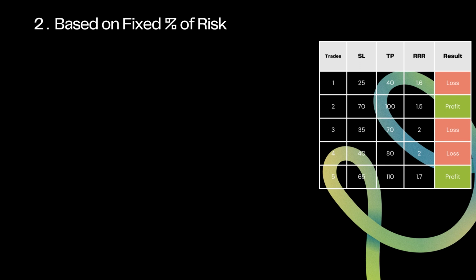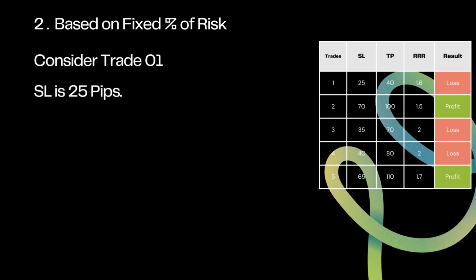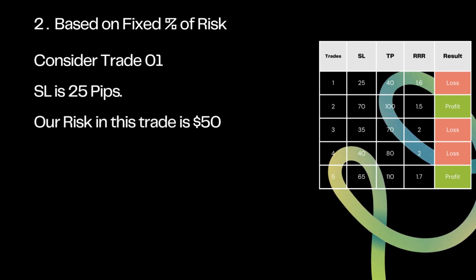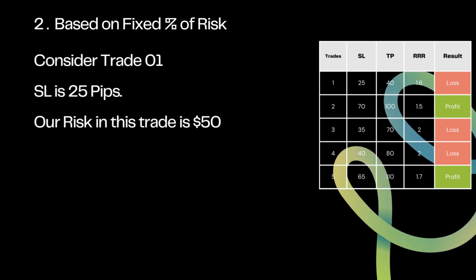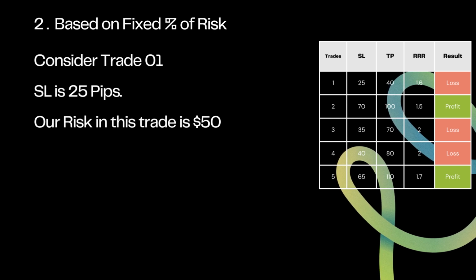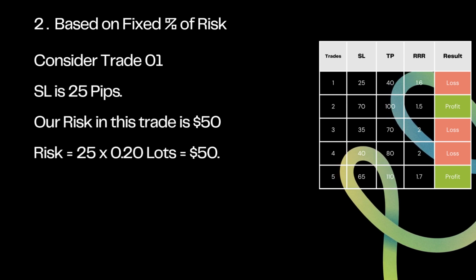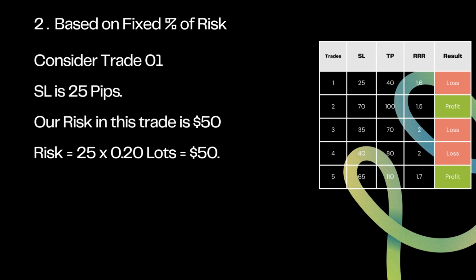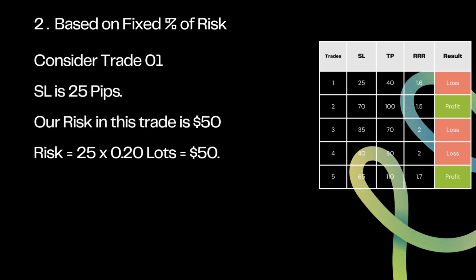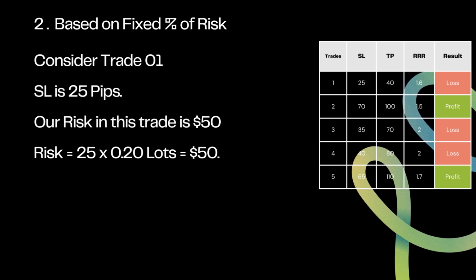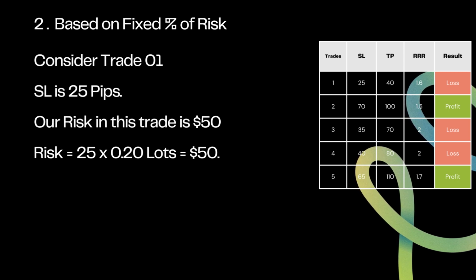Let us take trade 1. In trade 1, we have a stop loss of 25 pips. So our risk in this trade is $50, based on a fixed percentage of capital. So risk equals 25 pips into 0.20 lots, that is $50. So the lot size we will be using for this trade will be 0.2. That's how we end up with a $50 risk.